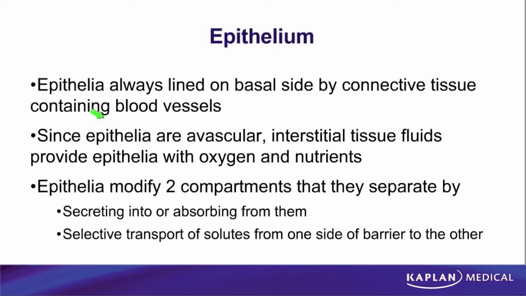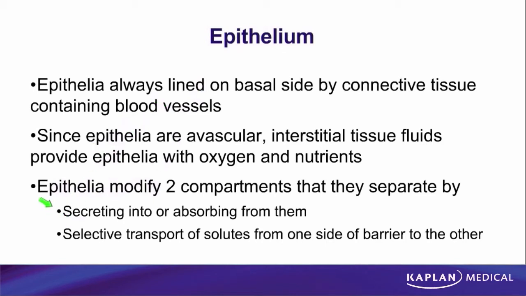Epithelial layers are avascular. You don't have blood vessels within epithelial layers, so you need to have blood vessels near epithelial layers in order to provide the oxygen and nutrients to the epithelium. So epithelial cells will always be alongside a connective tissue layer that will contain blood vessels. And those blood vessels are necessary for the support of the epithelium. Okay? And therefore, those epithelial cells are separating the blood vessels that are on one side, the connective tissue layer, from the lumen on the other side.